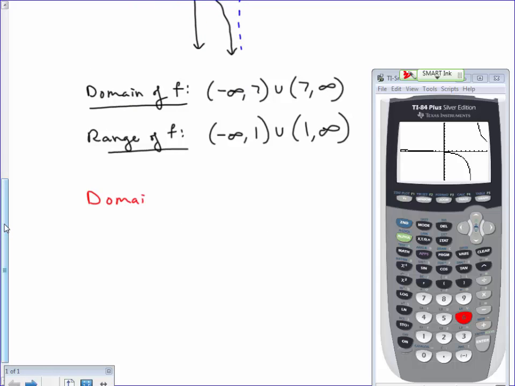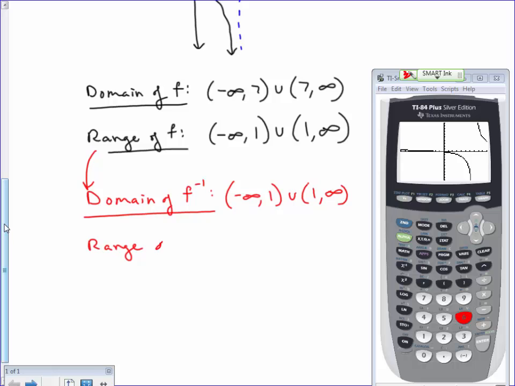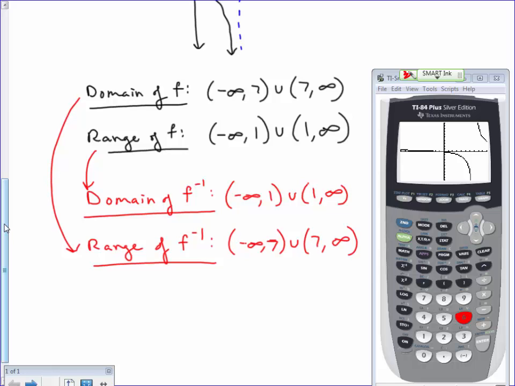Okay, so the domain of f inverse would be the same as the range of the original. So that would be negative infinity to 1, union 1 to infinity. And then the range of f inverse would be the same as the domain of the original. So negative infinity to 7, union 7 to infinity.